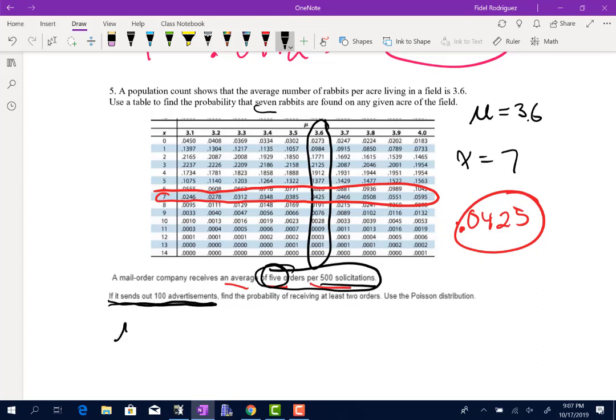100. What do you think my average here would be? 1, right? Because look, if it's 5 for 500, wouldn't it be 1 for 100? Okay. Find the probability of what? At least 2 orders. Use the, which one? The Poisson. Okay, so guys, remember what at least 2 orders means.